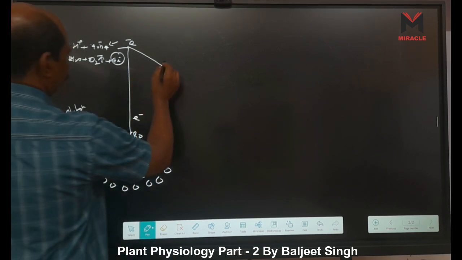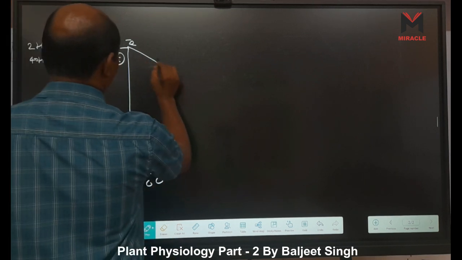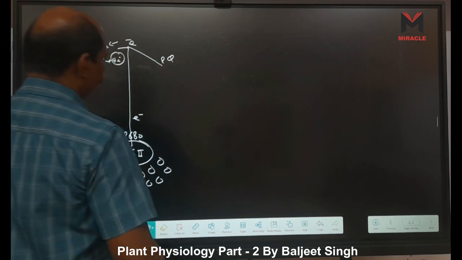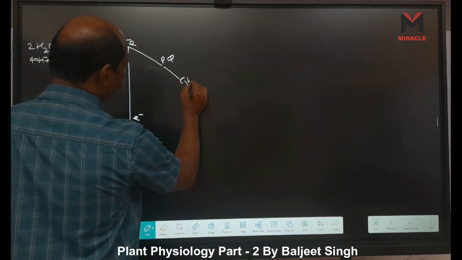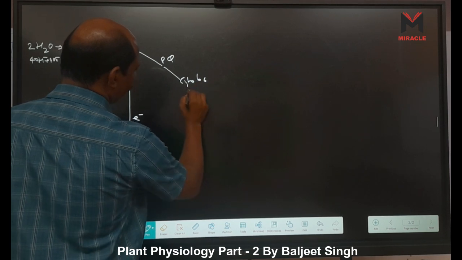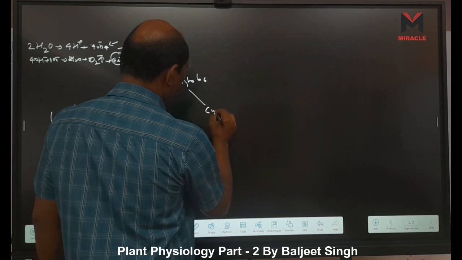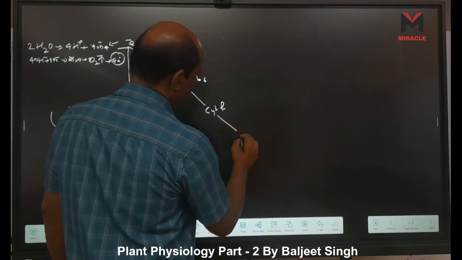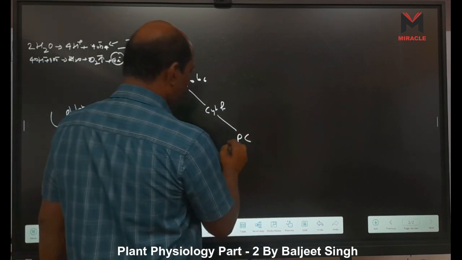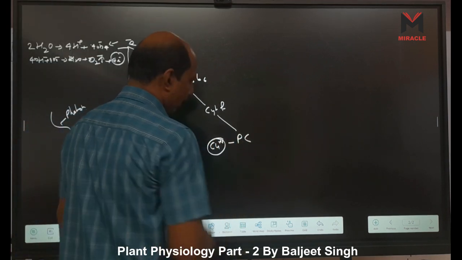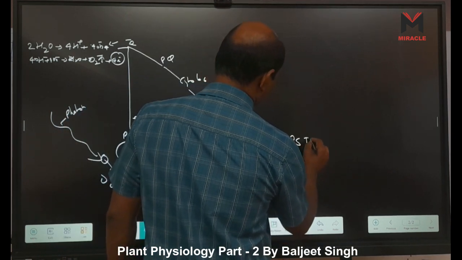In the electron transport system, first we have plastoquinone. This plastoquinone transports the electron to cytochrome B6. From cytochrome B6, it is transported to cytochrome F. From cytochrome F, it is transported to plastocyanin. This plastocyanin is a copper containing molecule, and it transports the electron to PS first.